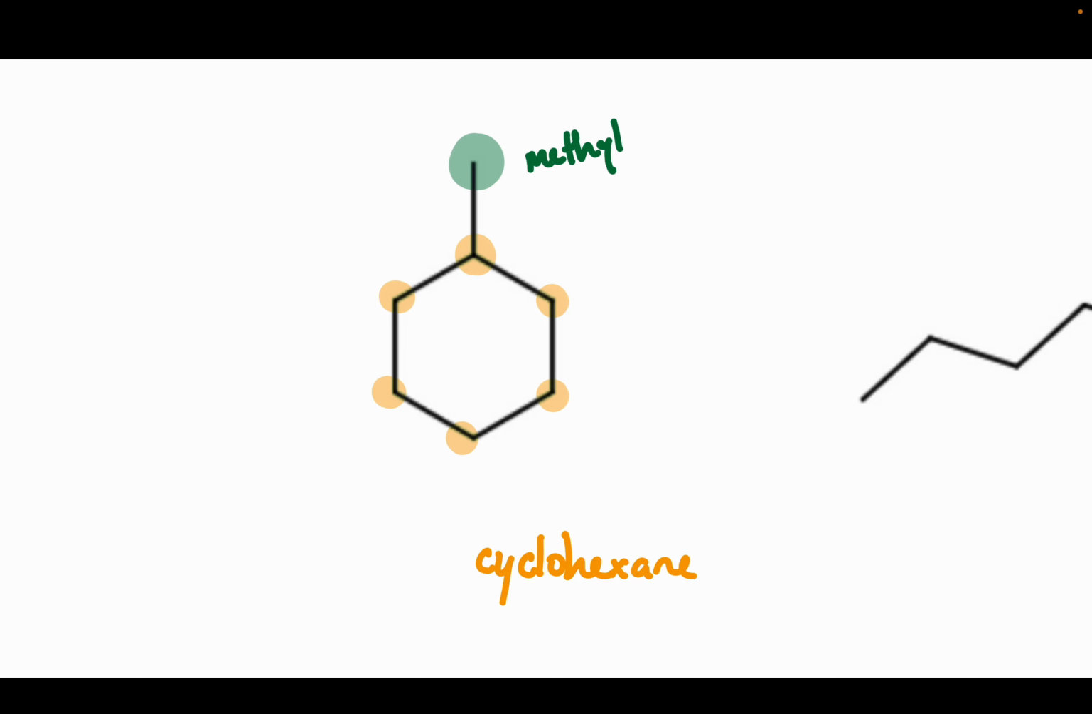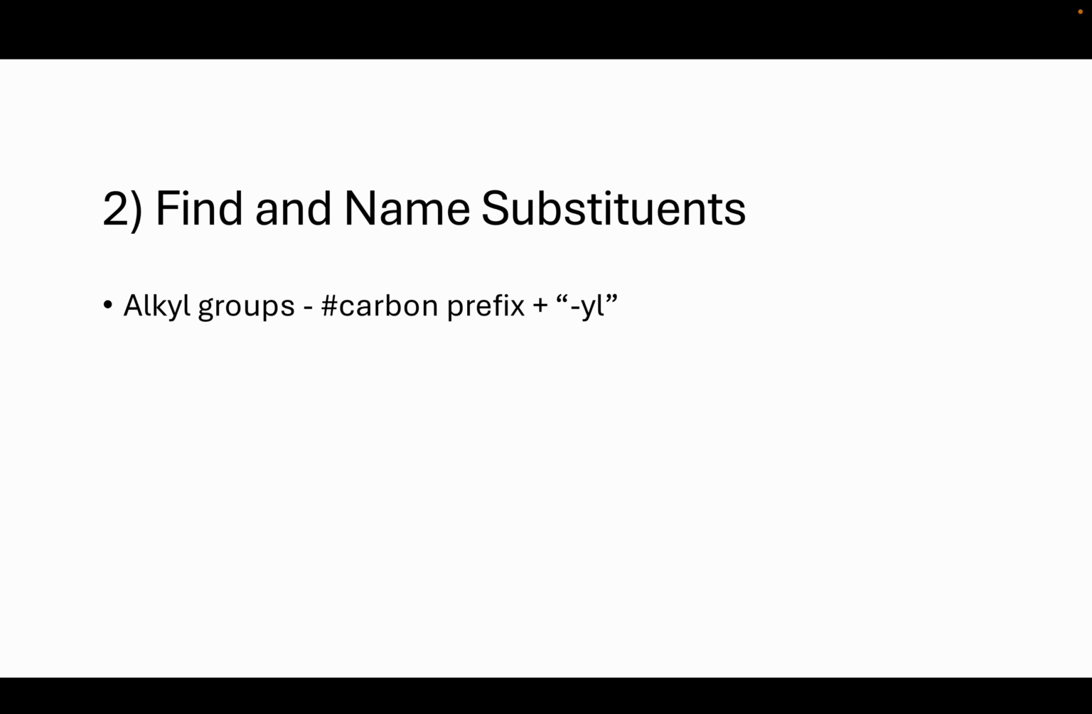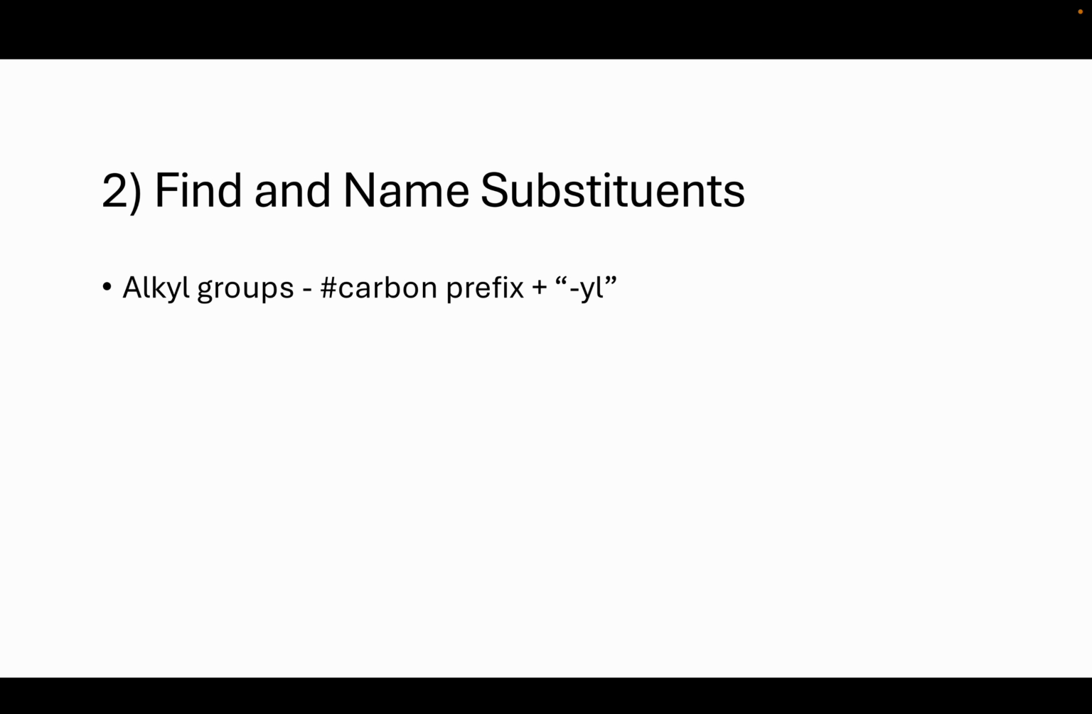In fact, you'll notice that in our notes here, I didn't have to add anything new to step 2. We're just going to find and name our substituents. Those alkyl substituents will have that yl ending. I guess we can also add, we do have those branched alkyl groups that we now know how to name too. Then we're going to number our parent chain.